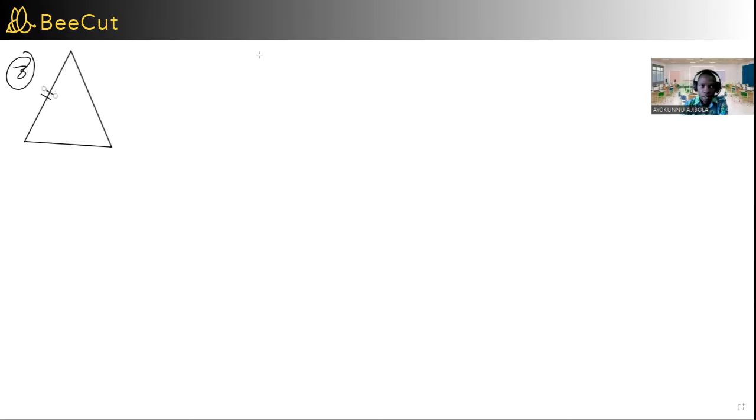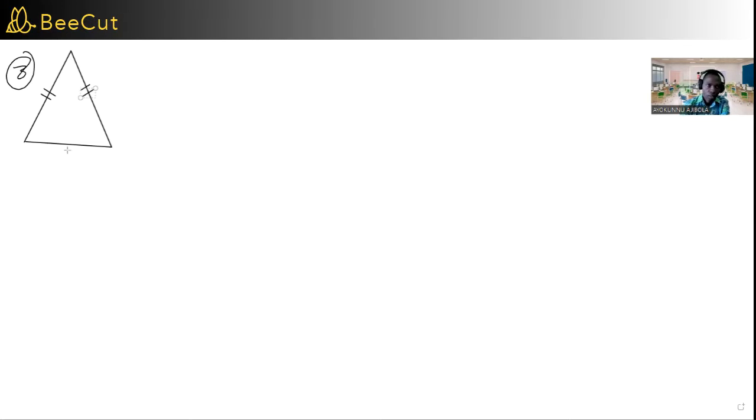Yes, it's showing something like this on this one, while it's showing the same thing on the other side. So this simply means that we have an isosceles triangle. Yes, if 2 sides are equal, it means this angle must be equal in an isosceles triangle.